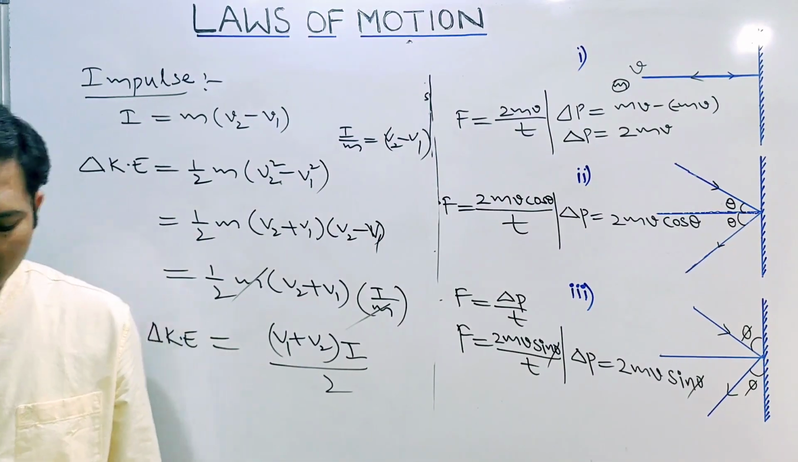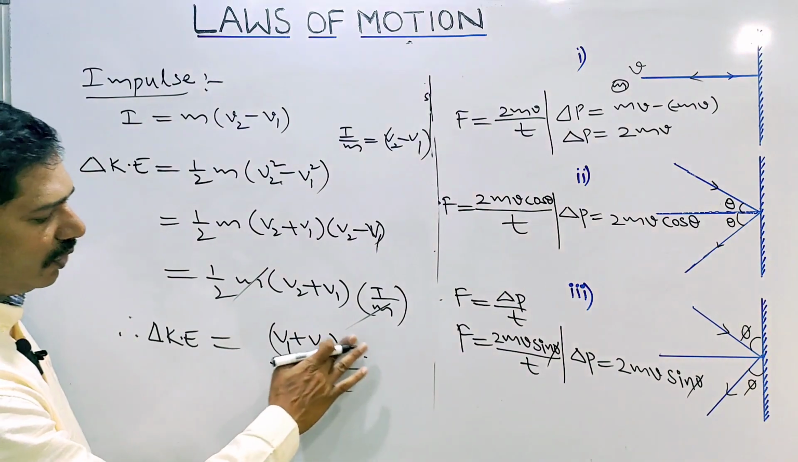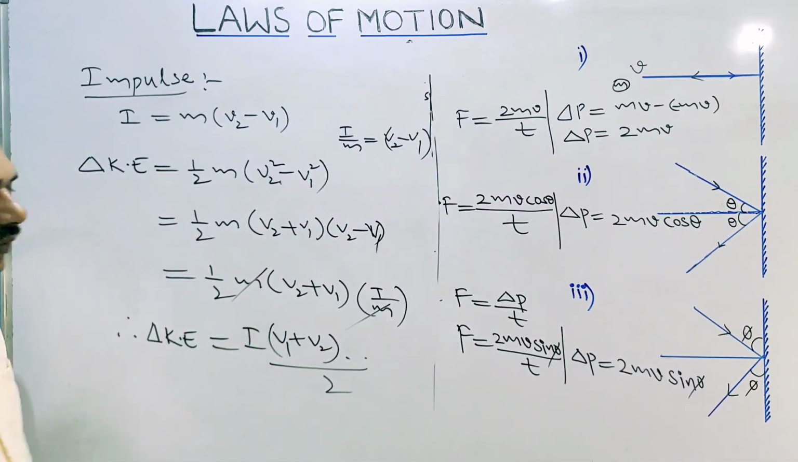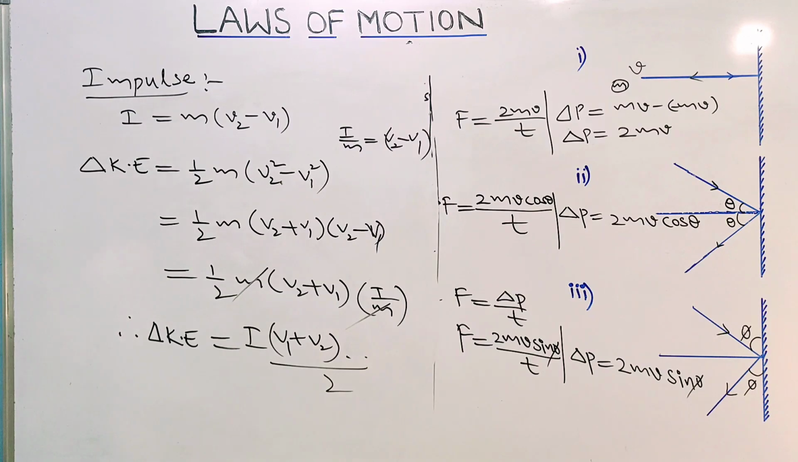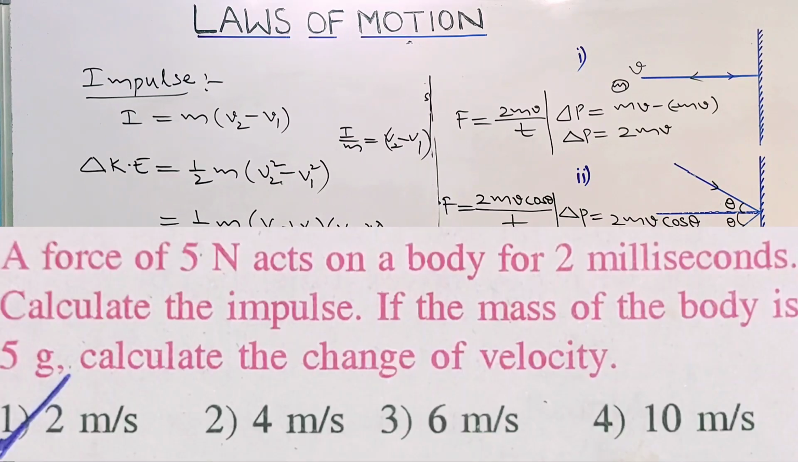Here there are four options, which option is correct? They have given I, no problem. I into (v1 plus v2) by 2. So here it is very clear, the second option is the correct option. Next question, you can check on screen.